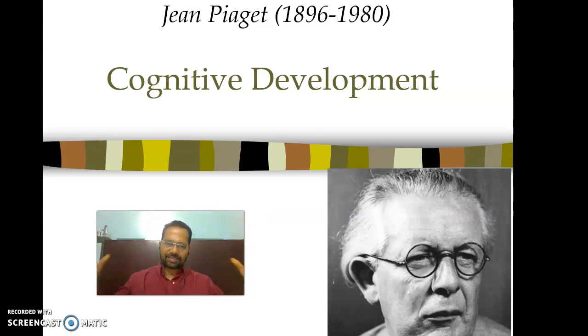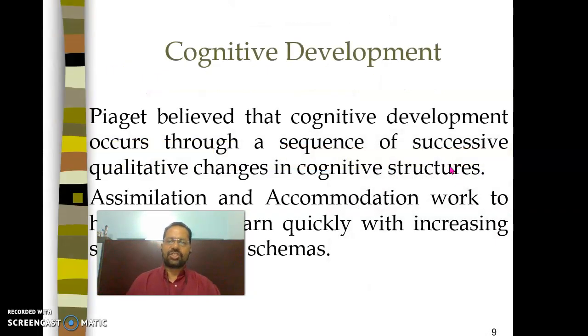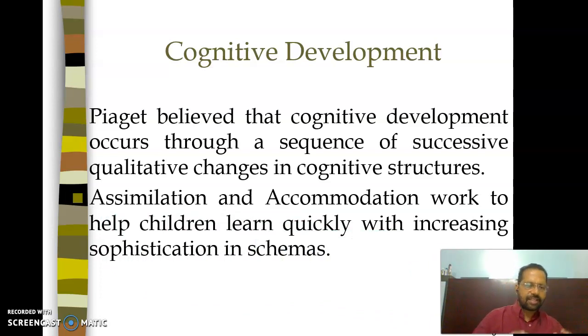and schemas go on developing as we advance in age. He is an age and stage theorist, a person who believed that a person can do certain things only if he or she attains a particular stage in life, or age leads to stage. Piaget believed that cognitive development occurs through a sequence of successive qualitative changes in cognitive structures. Assimilation and accommodation work to help children learn quickly with increasing sophistication in schemas.